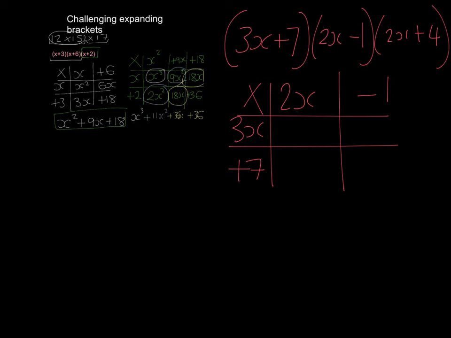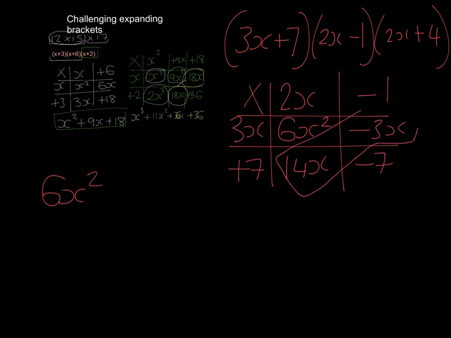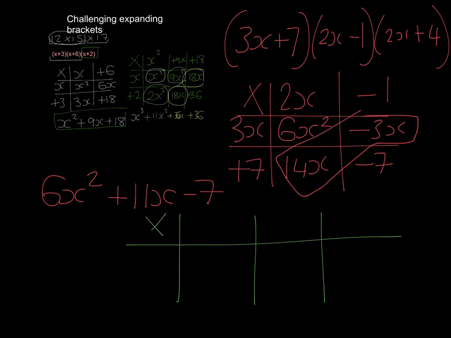This time you've just got to deal with 3x times 2x, and that would give you 6x squared. Minus 1 lot of 3x is going to be minus 3x. 7 lots of 2x, 14x, and 7 lots of negative 1 would be negative 7. So your first part would give you 6x squared, and then if you've got 14x and you take 3 away, you're left with 11 of them, so 11x minus 7. You then need to put that into your grid and multiply that out by the final part.